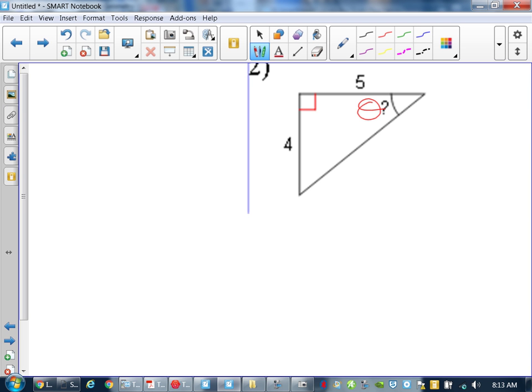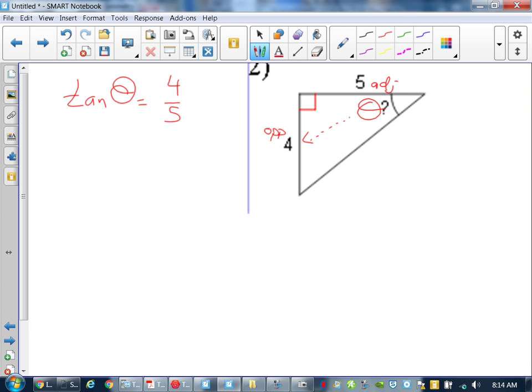Always circle the angle that you're starting with. You're looking at the side. 4 is its opposite. 5 is an adjacent. What trig function am I going to use? Very good. So I always start by writing it out. The tangent of theta is 4/5.